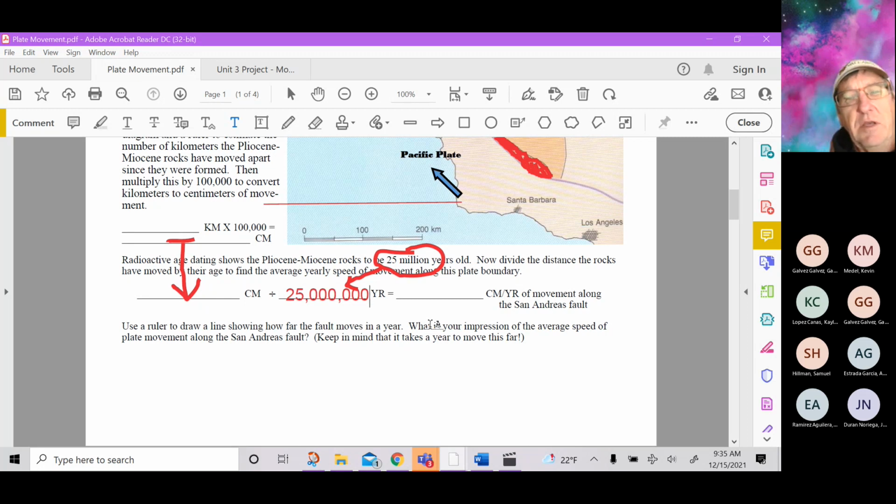So you should get a final answer that is definitely less than 10. And that's centimeters per year. So that means in 1 year, at least in the average year, that's how far the fault moves.